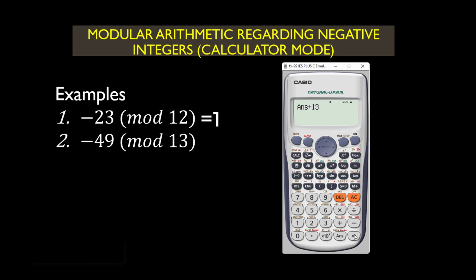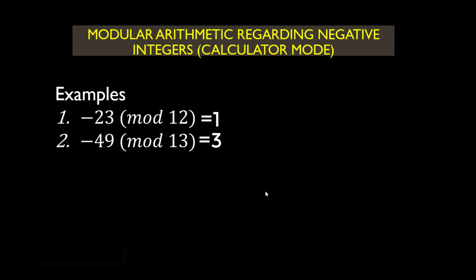So what do we have? The first one, we have negative 36. Answer plus 13, we have negative 23, plus another 13, negative 10, plus another 13, positive 3. So negative 49 in mode 13 is simply equal to 3. Let's go to the last one, which is negative 34 mode 11.